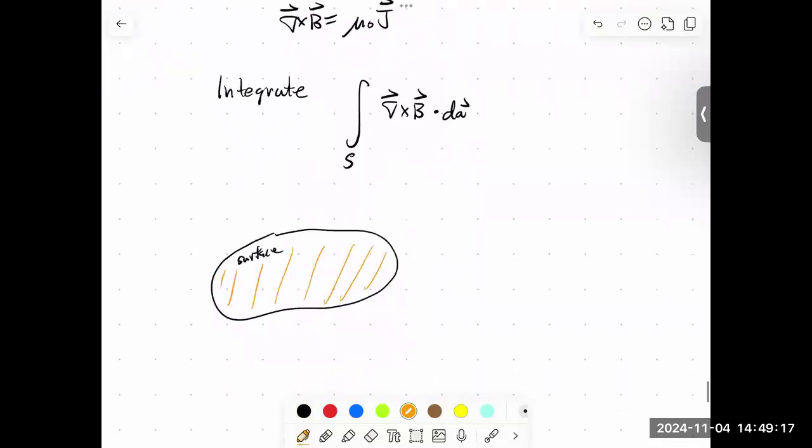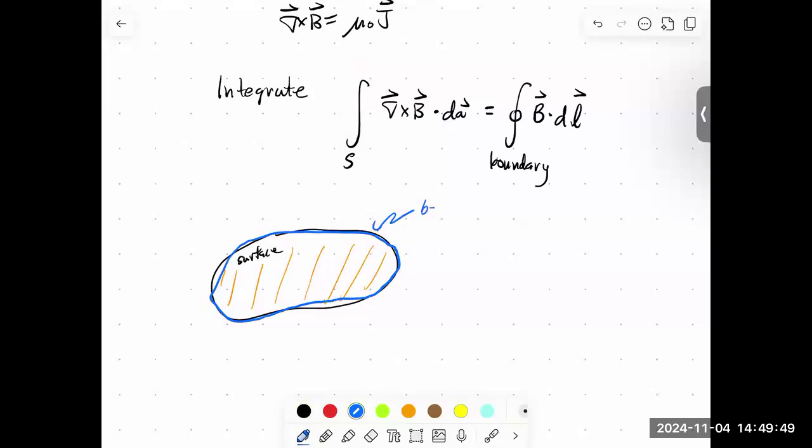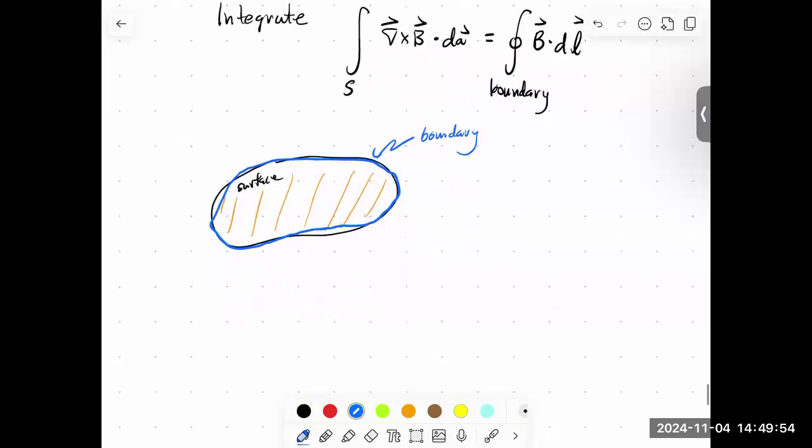And then what we're imagining is that we've got a certain amount of, well, let's do Stokes' theorem first. So Stokes' theorem would say that this would be equal to the integral of B dot dl around the boundary. And so my boundary is just the circumference around the surface. This is my boundary. Okay, so that's Stokes' theorem.